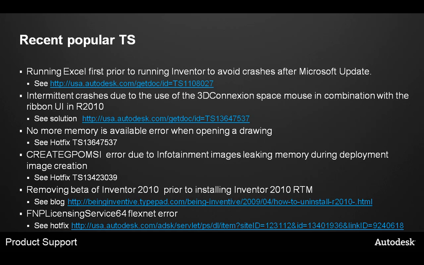And the last thing I want to mention here is the FlexNet, the FNP licensing service 64 error, for which we made another hotfix. So I think this is a good set of known problems where we have very good solutions right now. So you should all be very familiar with these to avoid them in the future.